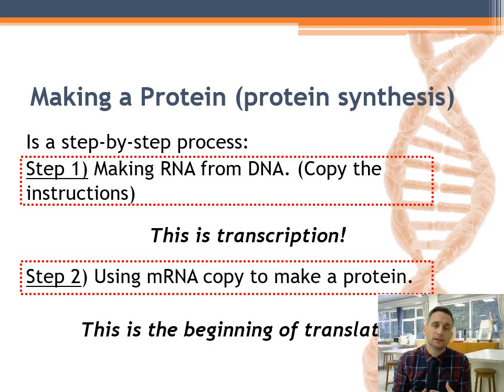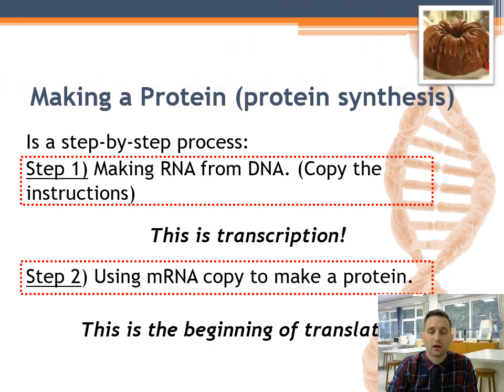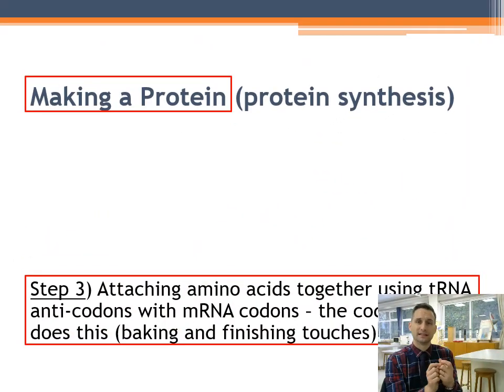Okay, the codon wheel is great because it does some steps for us, but as we know from our protein synthesis activity, real cells don't have a codon wheel. These are the 2 steps we've done so far. We've done transcription, we've done the beginning of translation. We're still using our cake analogy. So our final step is to take amino acids and attach them together using tRNA anticodons and matching them with the mRNA codons. And again, what it says underneath the camera screen there is that the codon wheel does this for us, which is great.